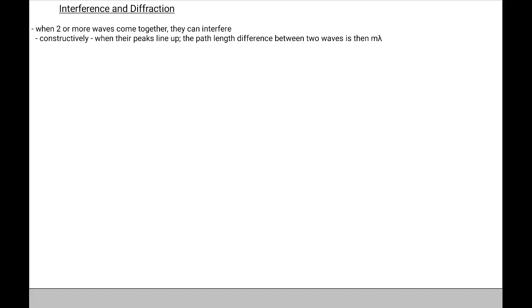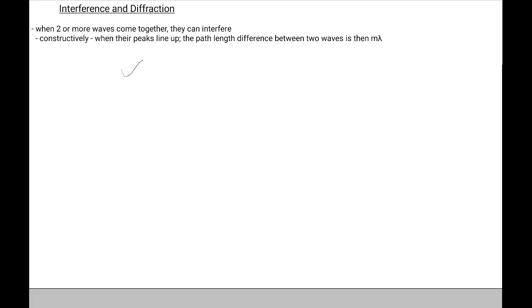Let us look now at interference and diffraction. So remember that when two or more waves meet, they can interfere constructively, where their peaks line up and the path length difference between the two waves is an integer number of wavelengths.